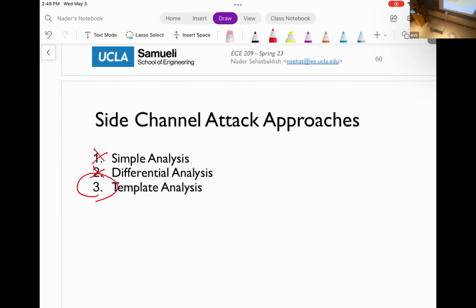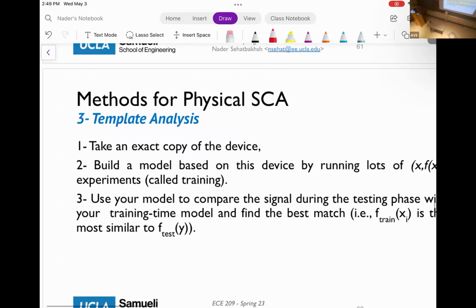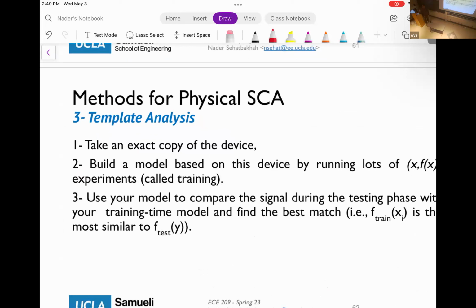There's another one called template analysis. We're going to talk about that in the next few slides. So what is template analysis? Essentially, when people started realizing that their systems are vulnerable to various side channel attacks, they started designing algorithms that are robust against simple analysis. And later on, they figured out that they also need to be robust against differential analysis. We're going to talk about the defense mechanisms later, but for now, assume that you can have mechanisms that are also robust against differential analysis.